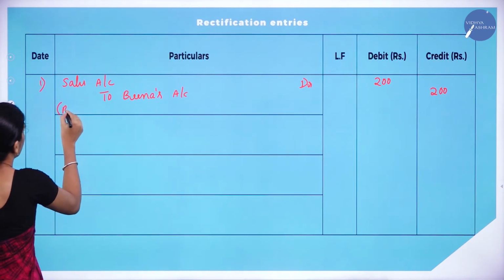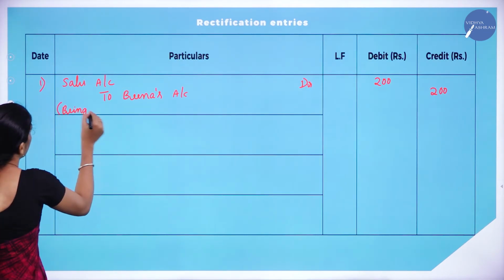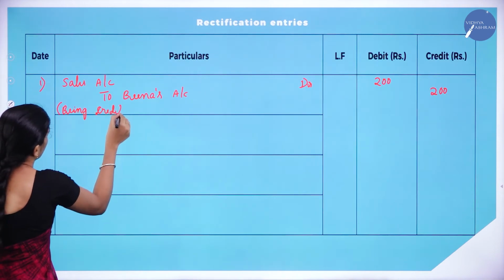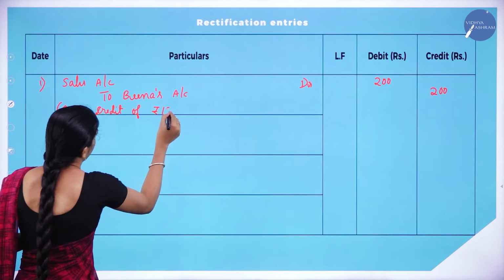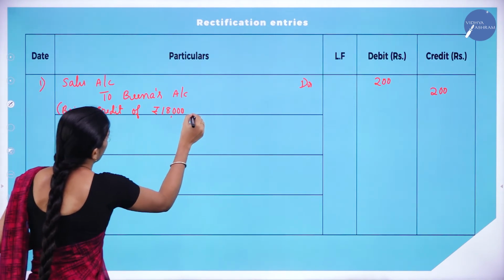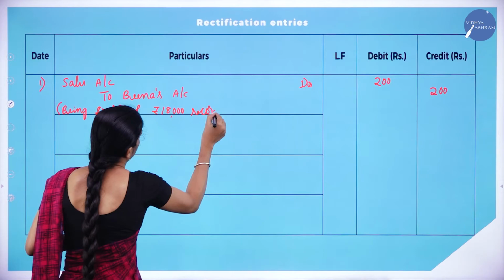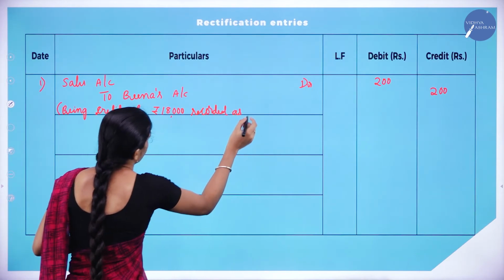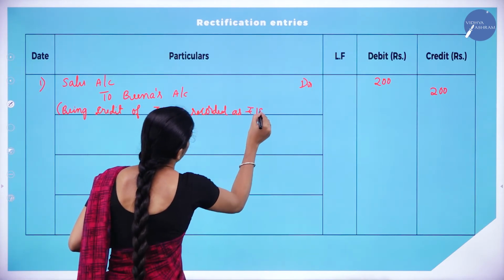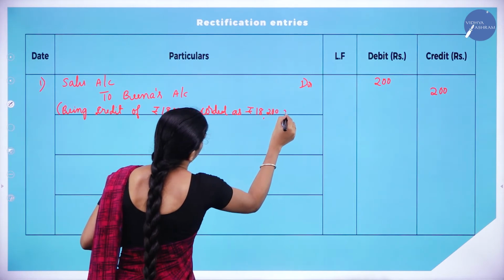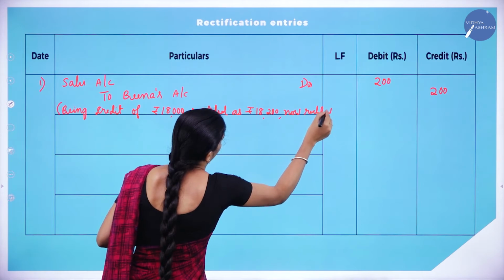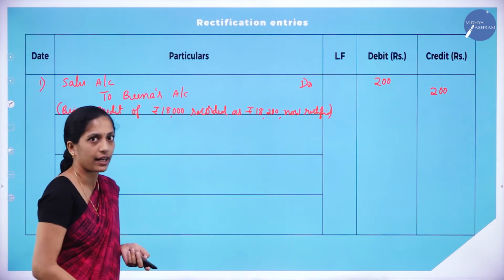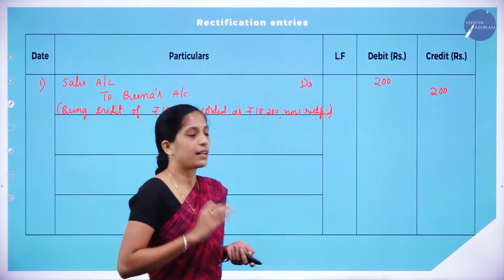Being credit sale of rupees 18,000 recorded or wrongly recorded as rupees 18,200, now rectified. Rectified means now we have corrected. Clear? So this is the difference.